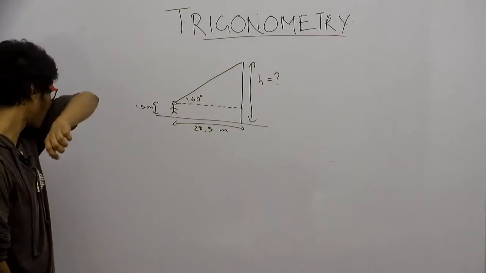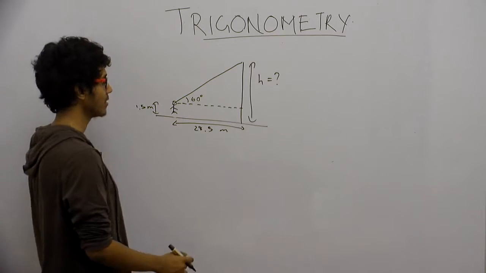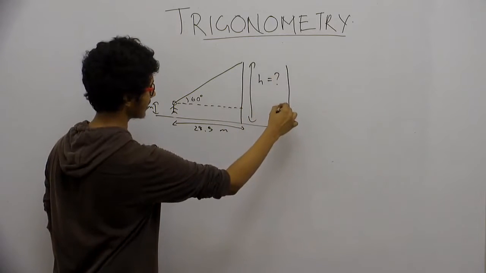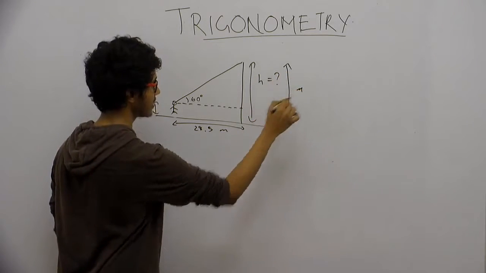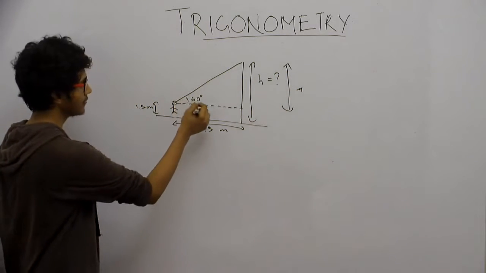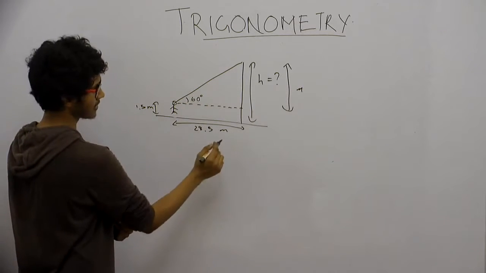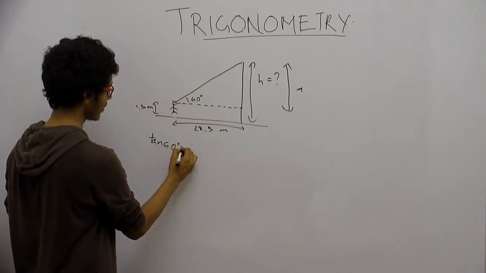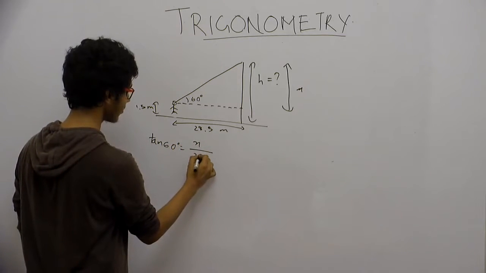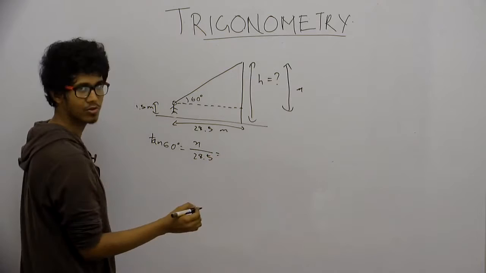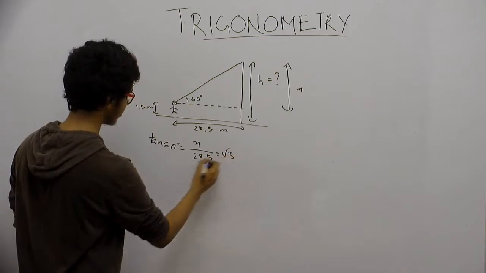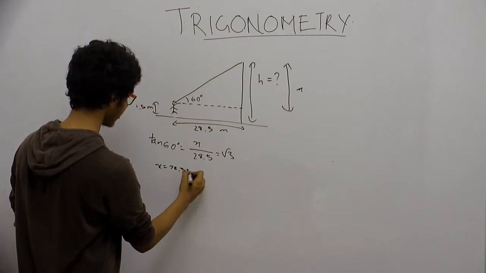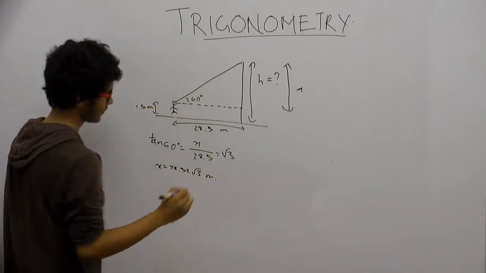Now what we can do with this triangle, we can find out this length. Say this much is x. We know this angle, we know this length, we can find out x. How? Tan 60 degree equals x by 28.5. We also know tan 60 degree equals root 3. So x is 28.5 into root 3 meter.